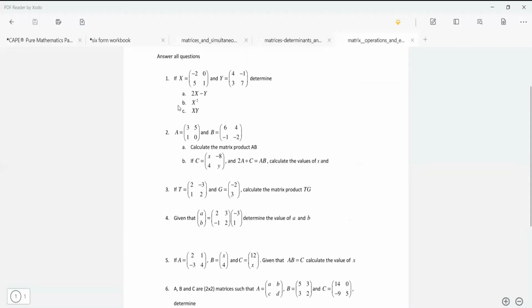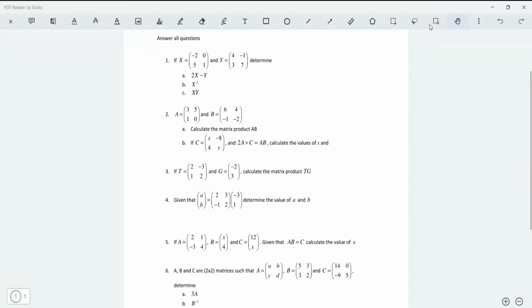All right, so we did the first question right here. Now, let's look at this second one right here. It says calculate the matrix product A times B. All right, so calculate the matrix product A times B, and A is this matrix, B is that matrix right here. Let's see if we have enough space right here.